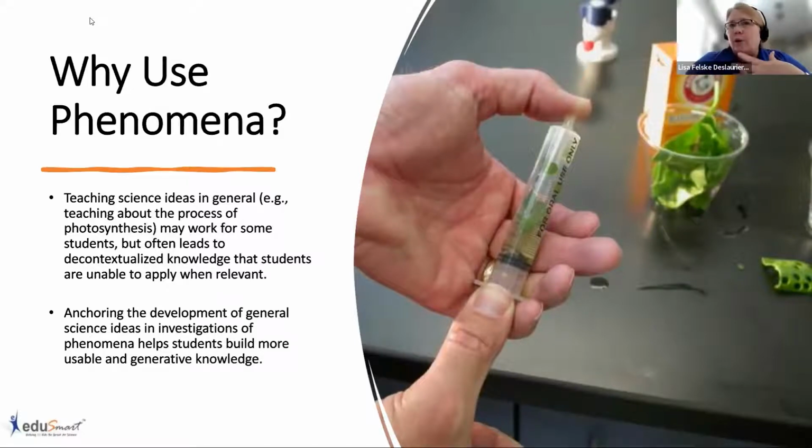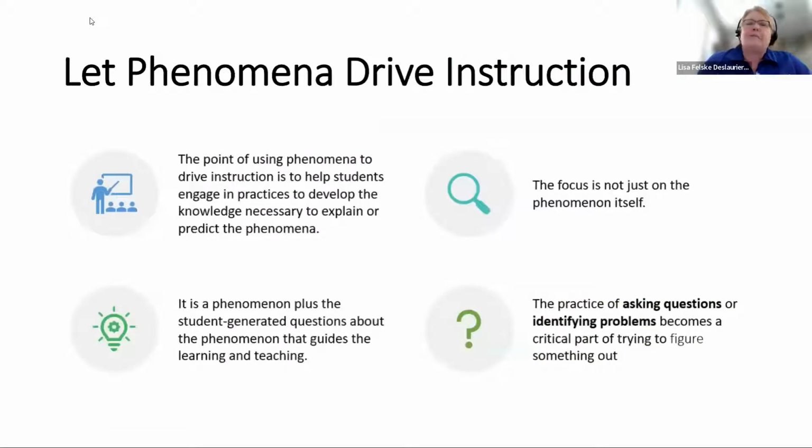But if you use this storyline and you connect everything back to that original phenomenon, then they're going to remember it better. And so it helps them see why they're doing the lab. We're doing the lab to answer the questions that you came up with, and that's what we do in science. And so the point is for them to develop the knowledge along the way by doing the lab activity so that they can either explain the phenomena or predict what might happen next in a similar situation. The focus is not on the phenomenon itself, but on the student-generated questions that come out of that, and you make the kids think they're the ones driving the learning, even though you've already picked out the lab.